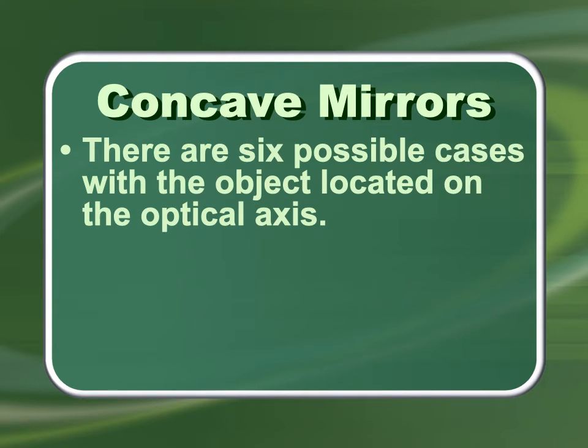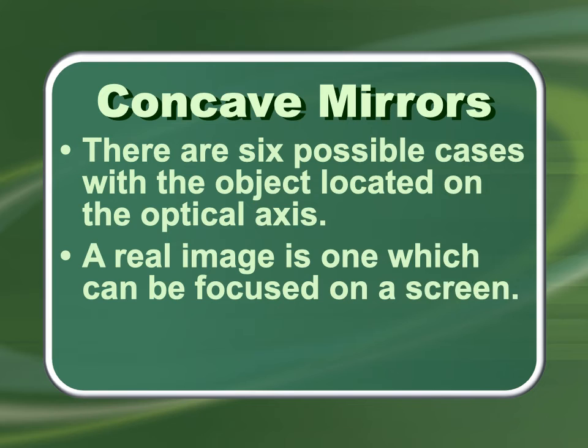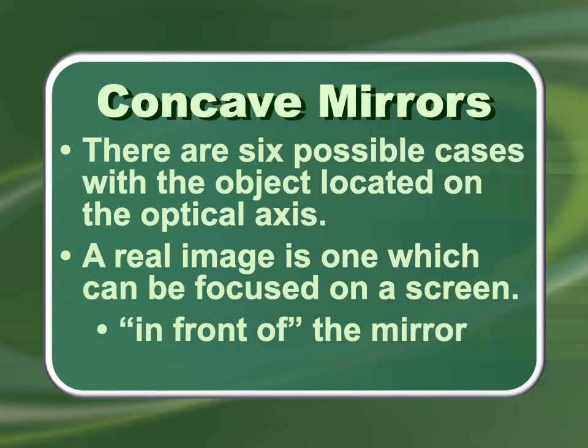So, there are 6 possible cases with the object located on the optical axis. Now, they give you another definition. We're going to talk about all 6 cases in just a moment. A real image is one which can be focused on a screen. I said that earlier, and that's always going to be in front of the mirror. So if it bounces off the mirror, you're not going to look in the mirror and see it. You're going to hold a piece of paper out in front of the mirror and actually see the image projected on that paper. Okay, that's a real image. If it's a virtual image, you're going to see it in the mirror, looking like it's behind the mirror.